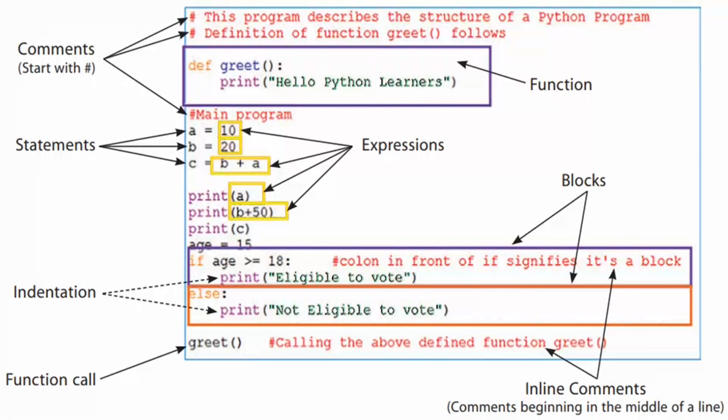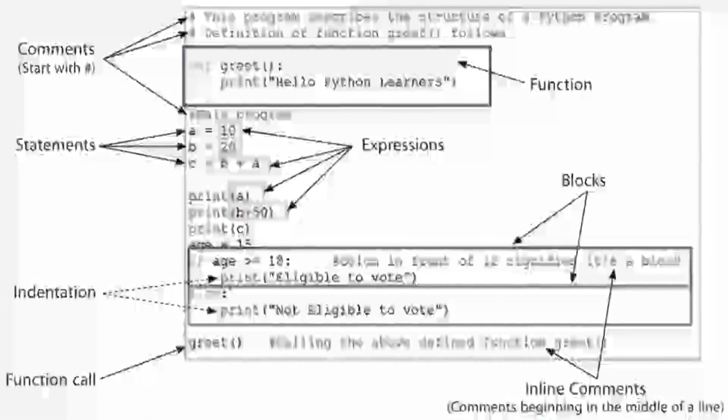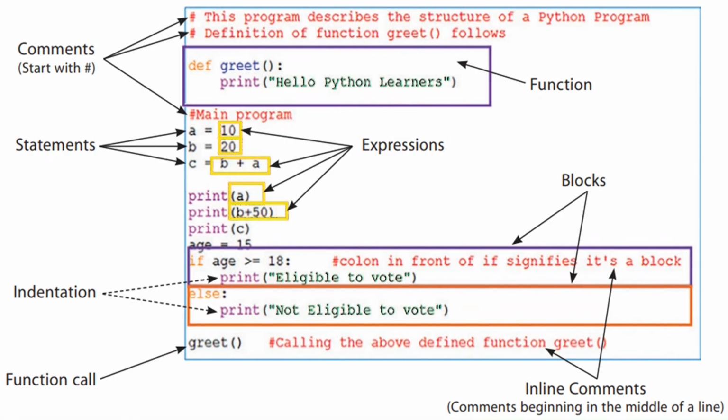Then after the main program starts, here multiple variables are assigned: a equal to 10, b equal to 20, c equal to a plus b. So this 10 and 20 that you are assigning to a and b are nothing but the variables, right. In other programming languages, you declare the variable first with some data type, but here it is not the case.